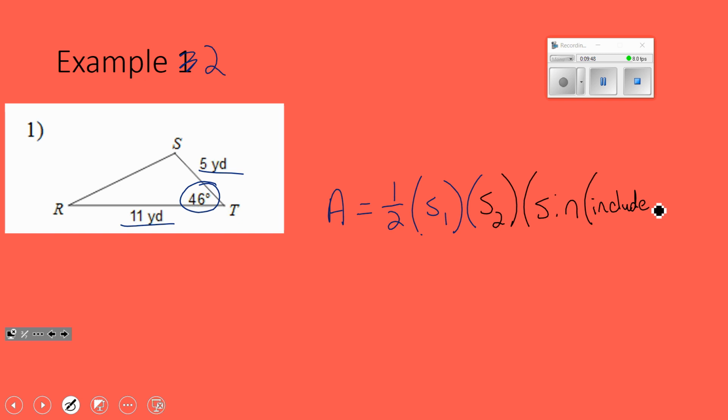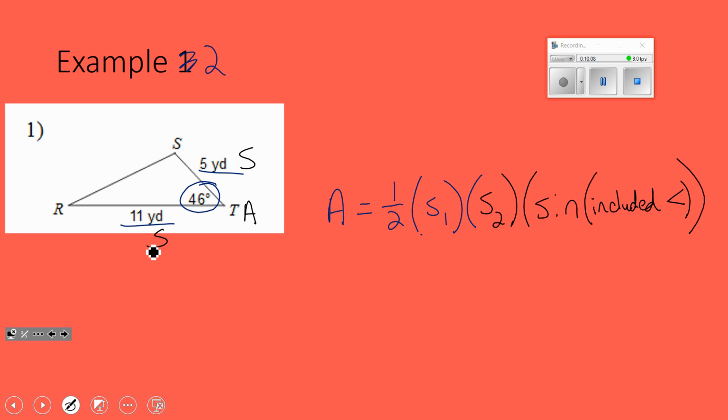What does an included angle mean? The one that's in between the two sides. Does that make sense? Because if we named this, this would be side, angle, side. Does that make sense? The included angle is the one that's in between the two sides. Okay, so it's got to be that angle.